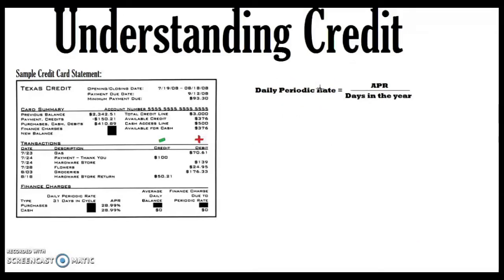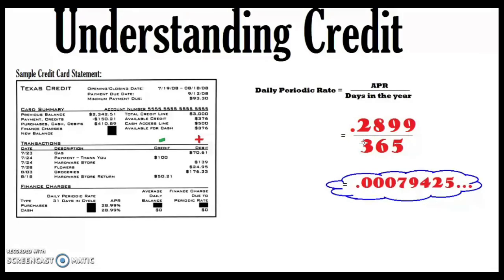Next, we need to calculate the daily periodic rate. That is the APR in decimal form divided by the days in the year. If you look at this credit card statement, this year is divisible by 4, so it's a leap year. However, to keep things simple, in my class, I always just divide by 365. And then we get this very, very small number, which is the daily periodic rate. This is, again, a percentage in decimal form.